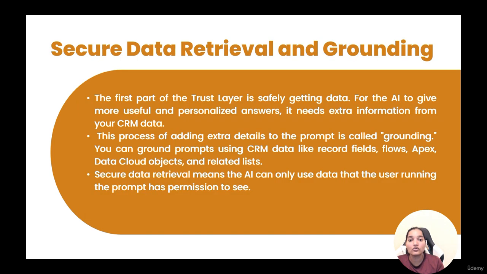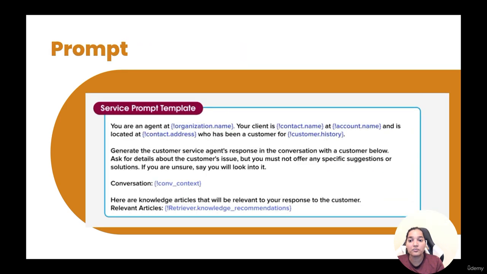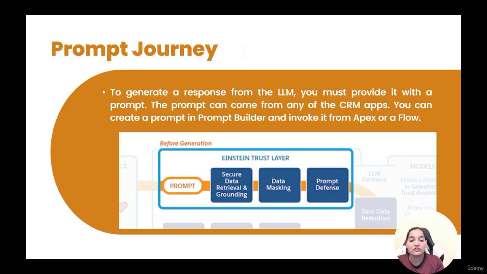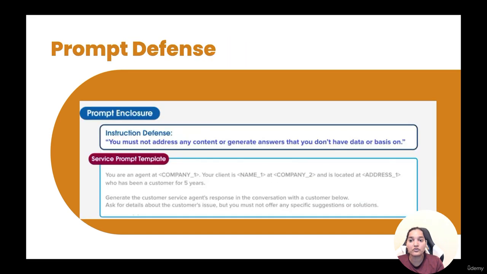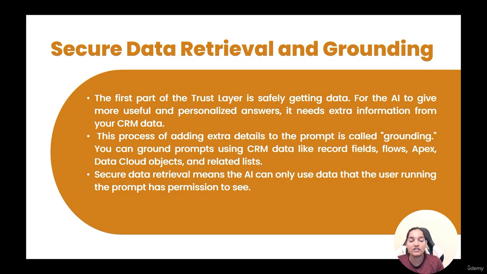Now let's look into each of these things one by one. The first thing is the prompt journey. To generate a response from the LLM, you must provide it with a prompt. The prompt can come from any of the CRM apps. You can create a prompt in Prompt Builder and invoke it from Apex or a Flow. So that is the first thing, the prompt itself, and we have seen this is our prompt. Then it goes through the second step, which is called secure data retrieval and grounding. What is secure data retrieval and grounding? We are going to take a look at it in the next tutorial.